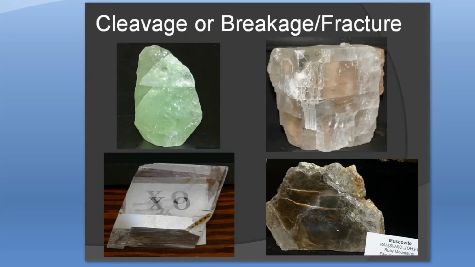On the right-hand side, you see the cubic one with the breakage. That's actually the mineral halite, which is table salt. You could take this, purify it, and grind it all up, and it would be table salt. And it has a cubic breakage. And then on the lower right, you have muscovite mica, which we've talked a little bit about, and how it tends to break into sheets.